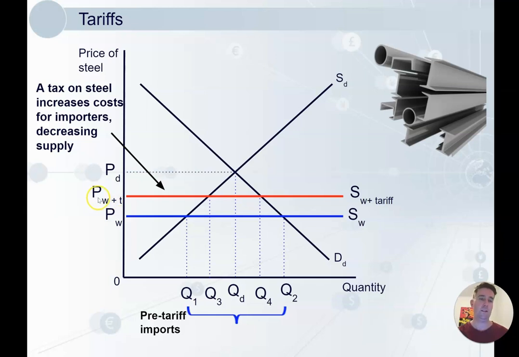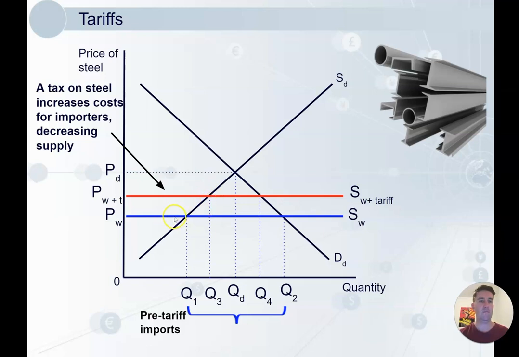This is price, or world price plus tariff. And this is world supply plus tariff. All right, so the curve shifts up. So it makes the price higher. Of course, a tax makes the price higher. So with these tariffs, the low world price isn't as low anymore. It's now up here. And we can see what this changes in the diagram, right?